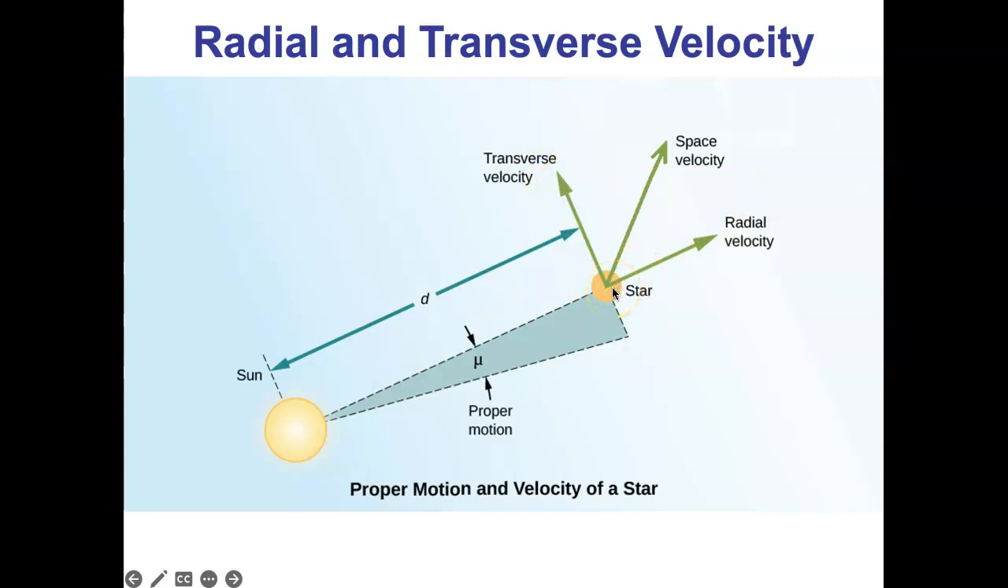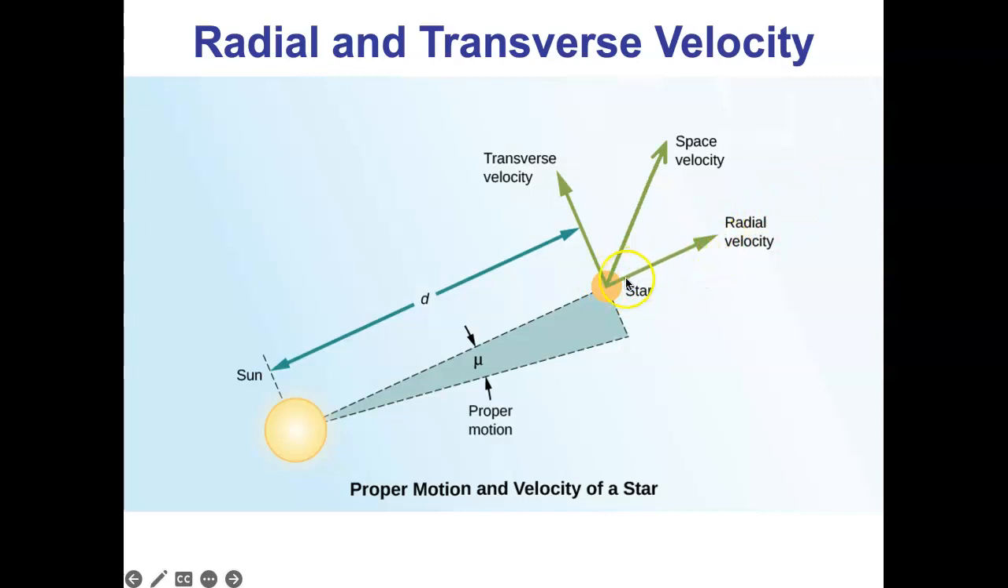Now, remember, what do I mean by velocity? We talked about this. Velocity is the speed of an object plus the direction, right? Velocity doesn't just mean how fast something's moving, it also means what direction it's traveling in. So if a star is traveling in this direction with some speed, it's got some velocity off in this direction, we can break this velocity up into two components.